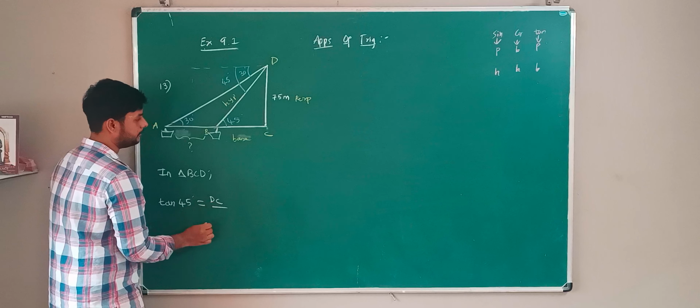Okay, see here. Next sum is very easy and important. Many times it has appeared. Read. A straight highway leads to the foot of a tower. A man standing at the top of the tower observes a car at an angle of depression of 30 degrees.